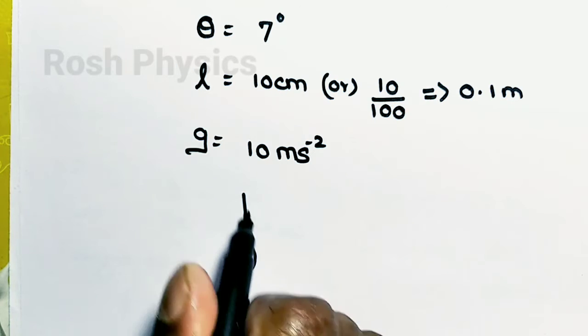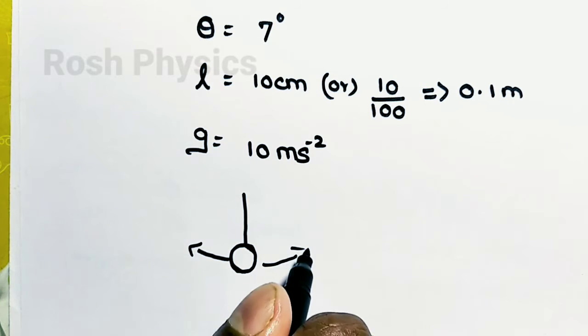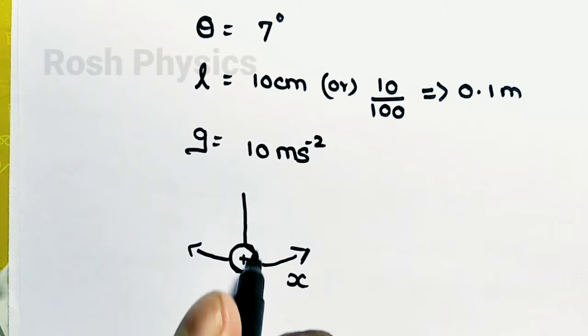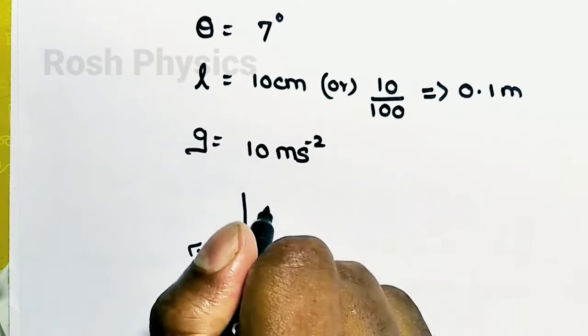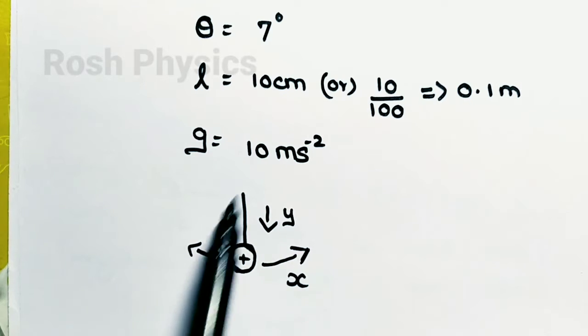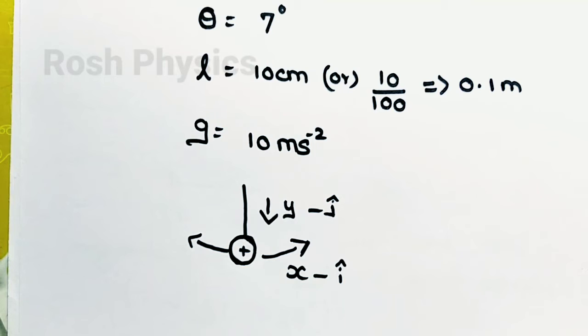If a charged sphere is tied on a string, it may move here or here, so the charged sphere may move in the x direction, and also gravity pulls the sphere in the y direction. So we need to find the value in x and also in y. Both the terms are related. In x I need to put i cap and for y I need to put j cap.